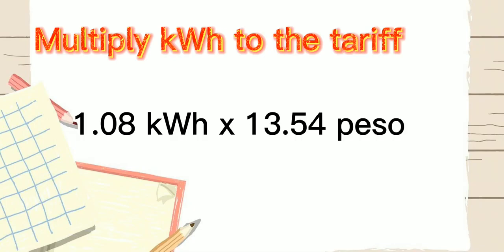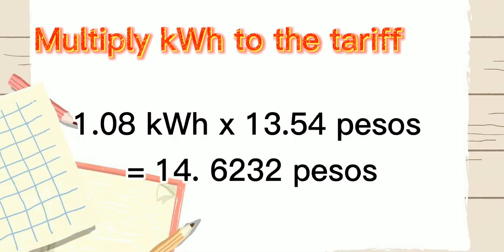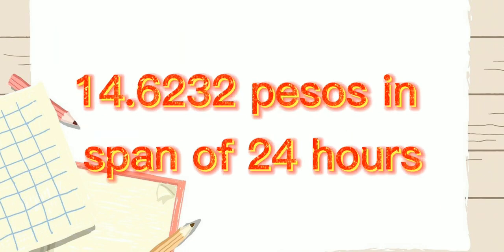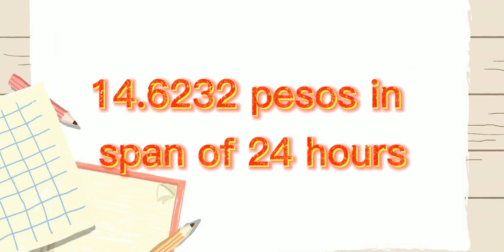1.08 kilowatt hour times 13.54 pesos, that would be 14.6232 pesos. 14.6232 pesos would be our bill in the span of 24 hours.